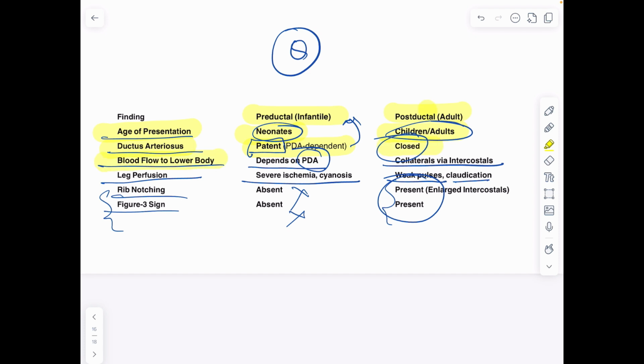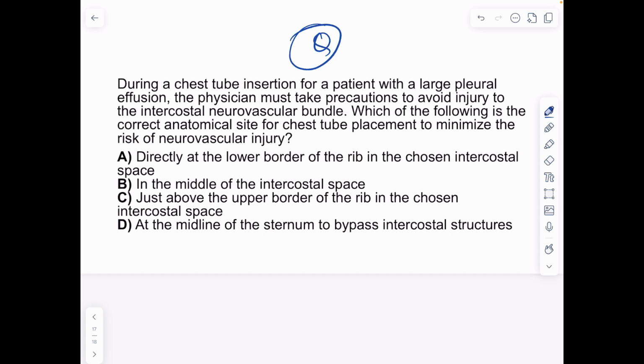The blood flow to the lower body, as we just talked about, is dependent on the PDA in preductal, while it is dependent on the collaterals via the intercostals in postductal. In the leg perfusion, there will be severe ischemia and cyanosis because of limited blood supply, and that too deoxygenated. While weak pulses and claudication are the features in case of postductal, and rib notching and figure of three sign are features of postductal coarctation of aorta and not of the preductal ones. So these are the findings you have to remember in order to identify and mark the question related to coarctation of aorta.